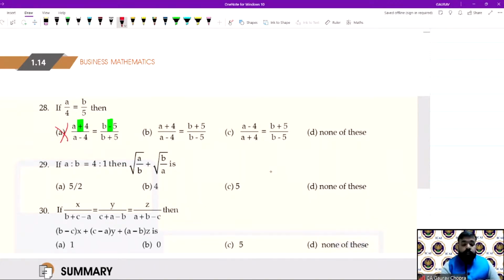Then in B option we can see that positive, positive, negative, negative. So a plus 4 upon a minus 4, b plus 5 upon b minus 5. So this is clearly componendo and dividendo. Now the third one is not componendo and dividendo because it is minus and plus, plus and minus. So this is also incorrect. So the correct option will be B.